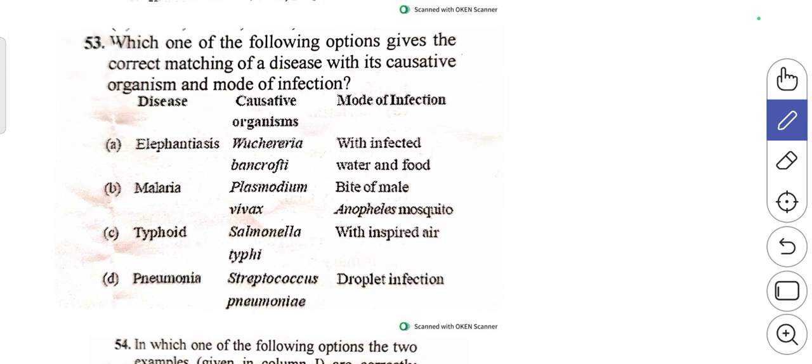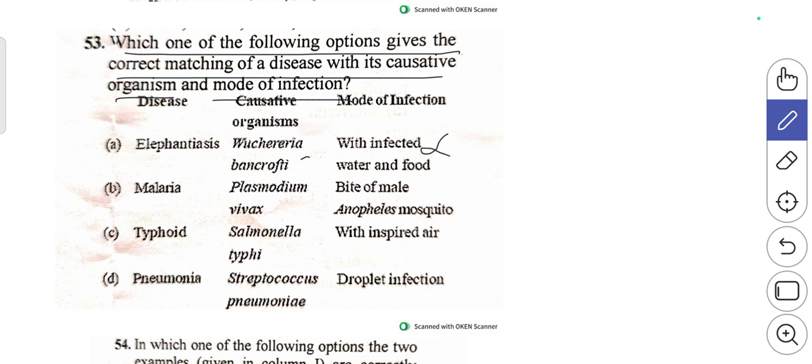So here, which one of the following options gives the correct matching of a disease with a causative organism and mode of infection? They have given disease, causative organism and mode of infection. You need to choose the correct one. Elephantiasis, Wuchereria bancrofti, then with infected water and food. This is wrong. That will be obtained through the bite of a mosquito.